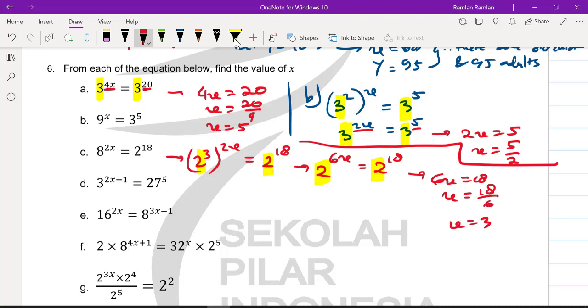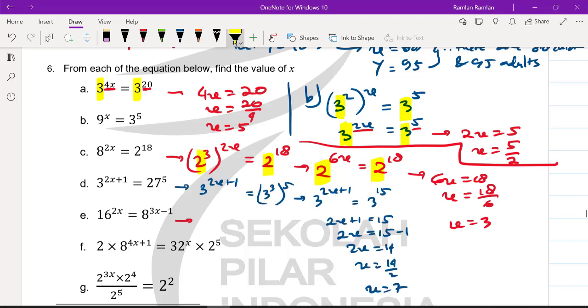The same thing applies to D and E, but be careful that if we have this, we need to multiply everything by that. I'm not going to answer D, so you can pause the video and try to solve D. I'm going to show you the answer. This is the answer for question D, which is x equals 7. Now let's go to number E.